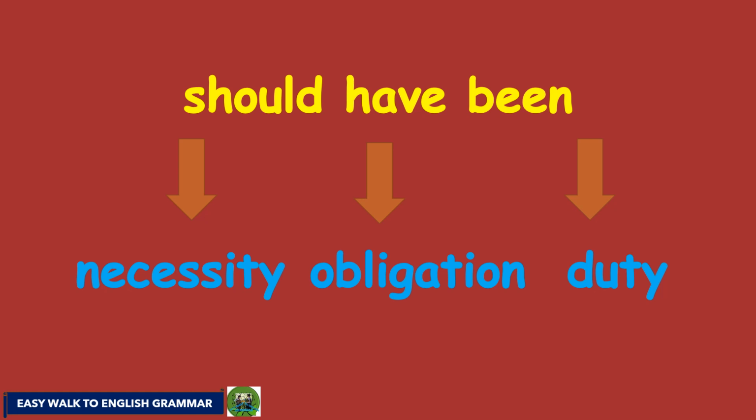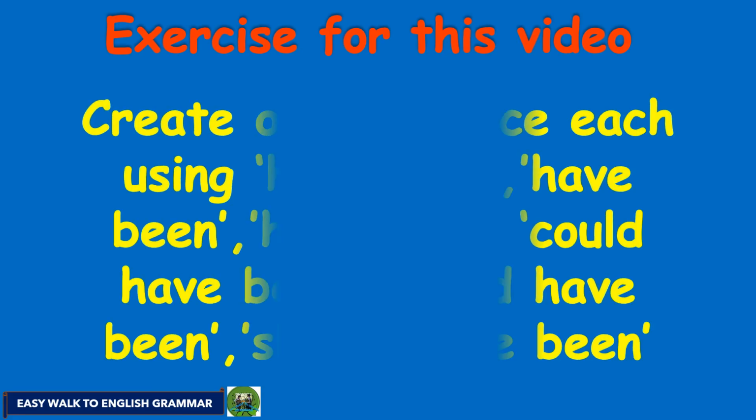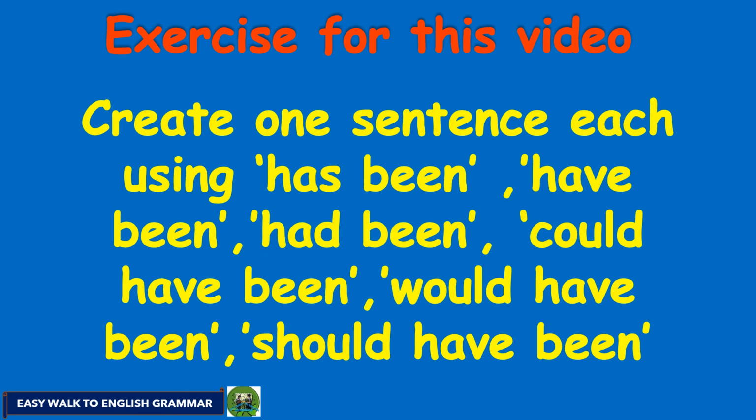I think you're okay with our topic today. Shall we move on to our exercise section this time? Exercise for this video. Create one sentence each using has been, have been, had been, could have been, would have been, and should have been. Means you need to write 6 sentences, and in each of these sentences, you have to use any one of these usages. First sentence, you can use has been. In the second sentence, you can use have been, and so on.